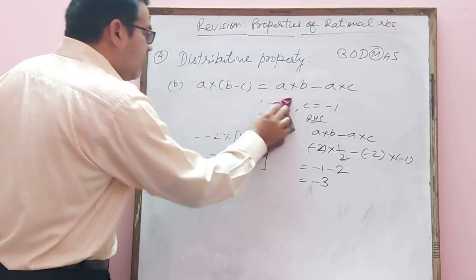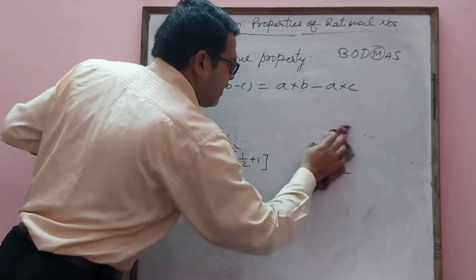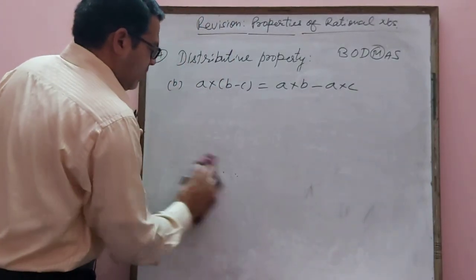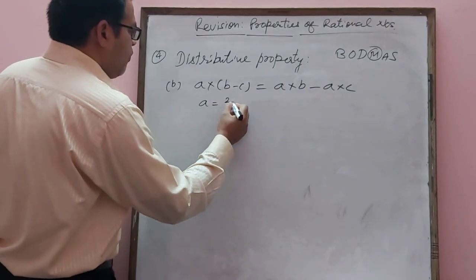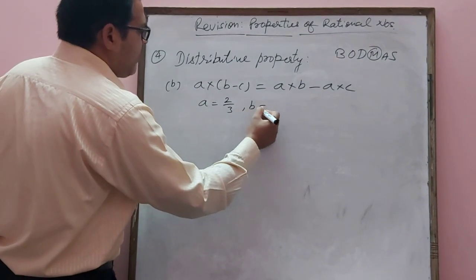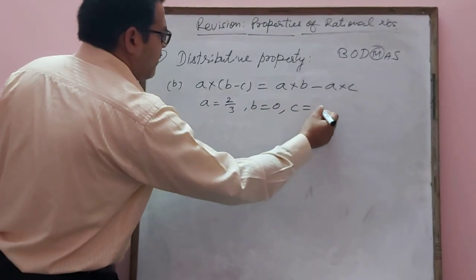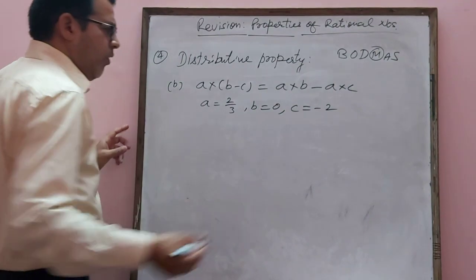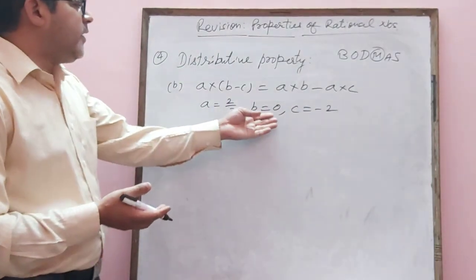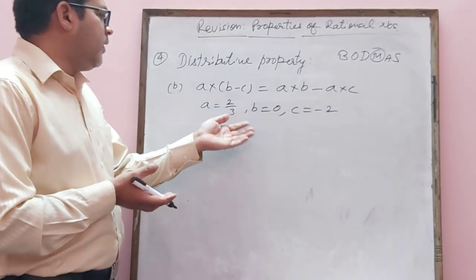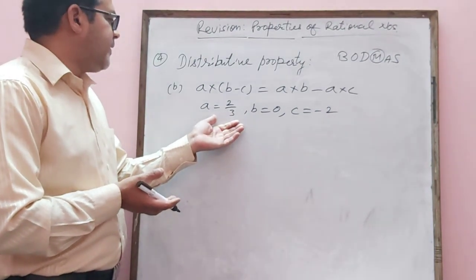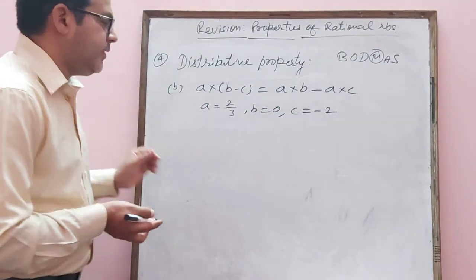Now another set of values we will take here to justify it. Now this time I am taking A as 2 by 3, B I am taking here 0 and C I am taking here minus 2. We know that 0 is also a rational number. This is a special rational number, right? 2 by 3 as A and minus 2 as C.